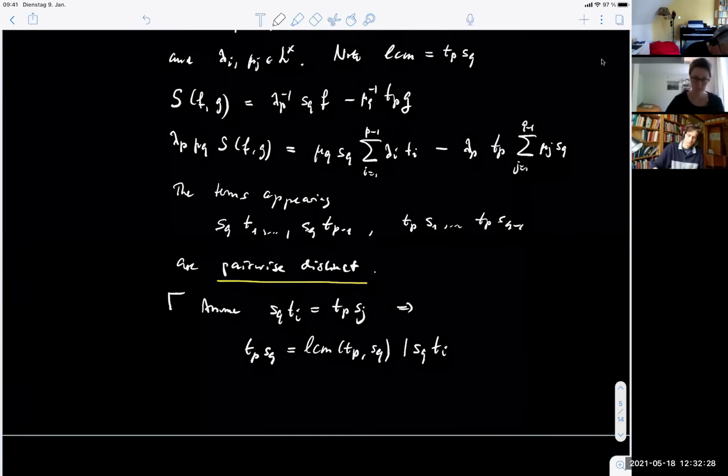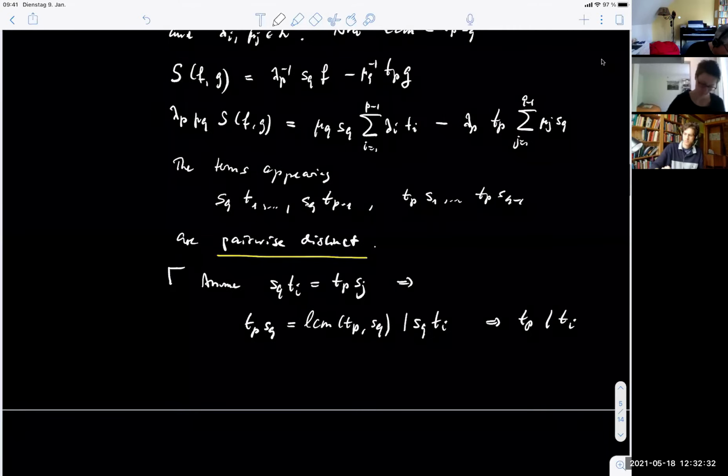Now I see T_P divides T_I, and this implies that in our term order, T_P is less than or equal to T_I, and this is not possible, because T_P is the largest one. So it's here where I use the assumption of the coprimeness.